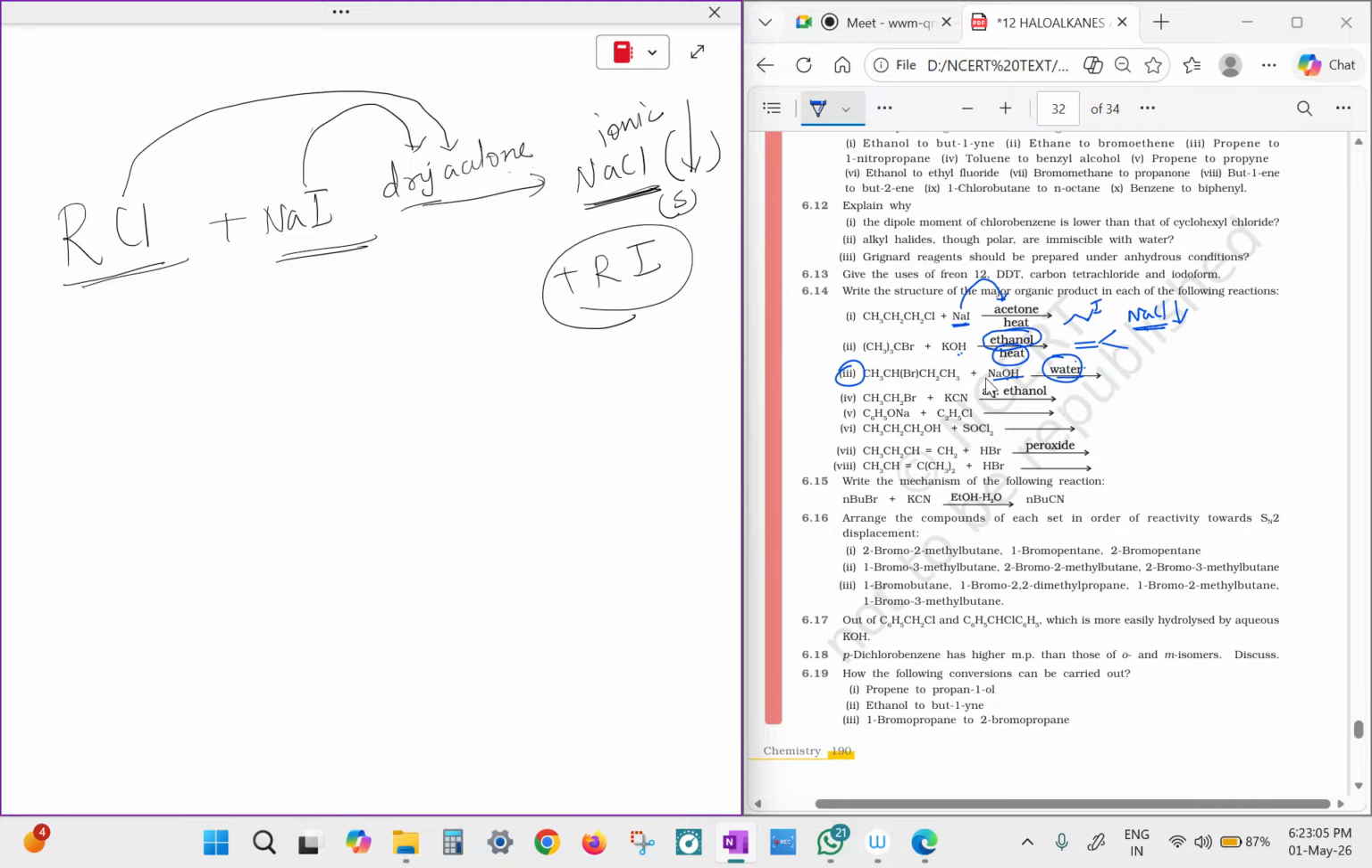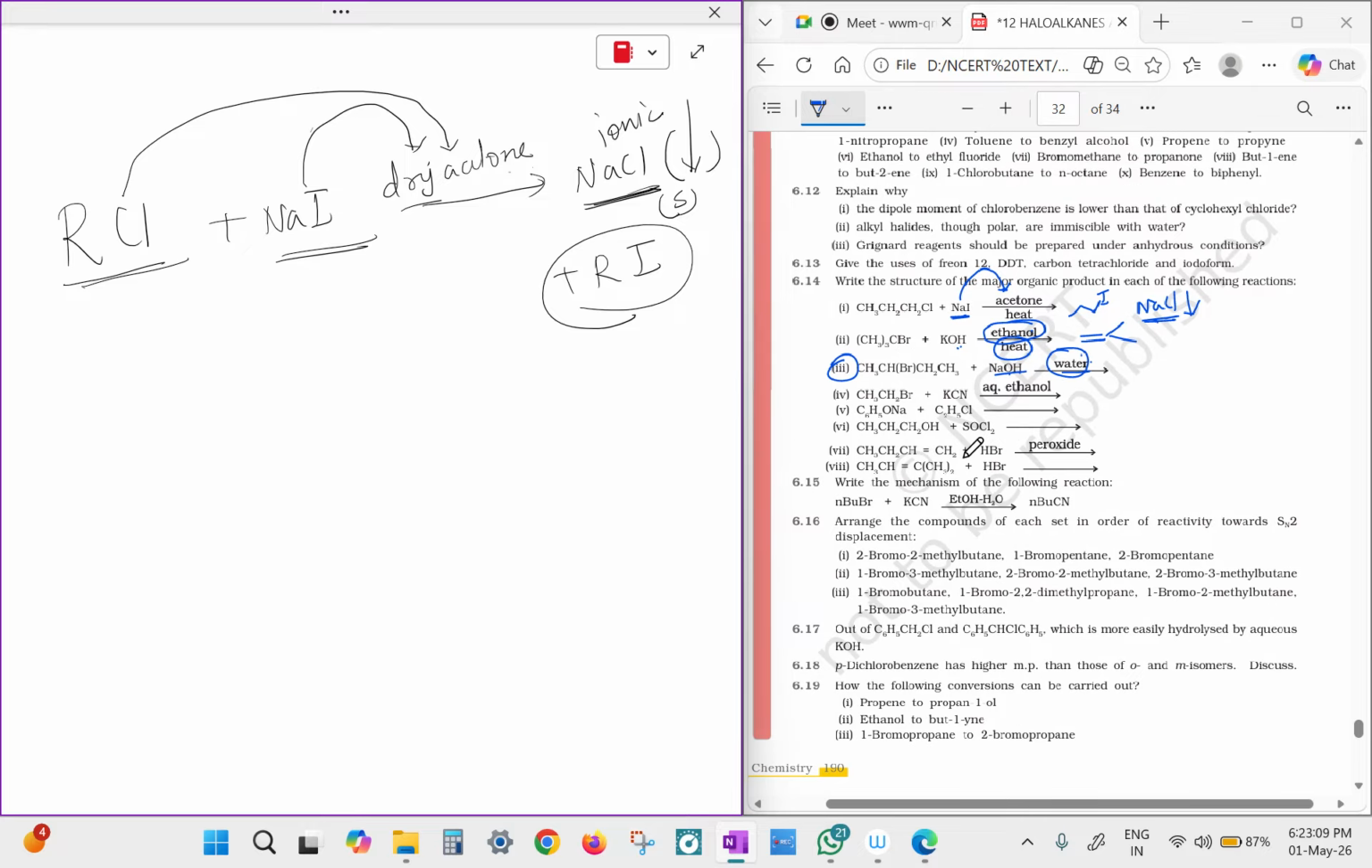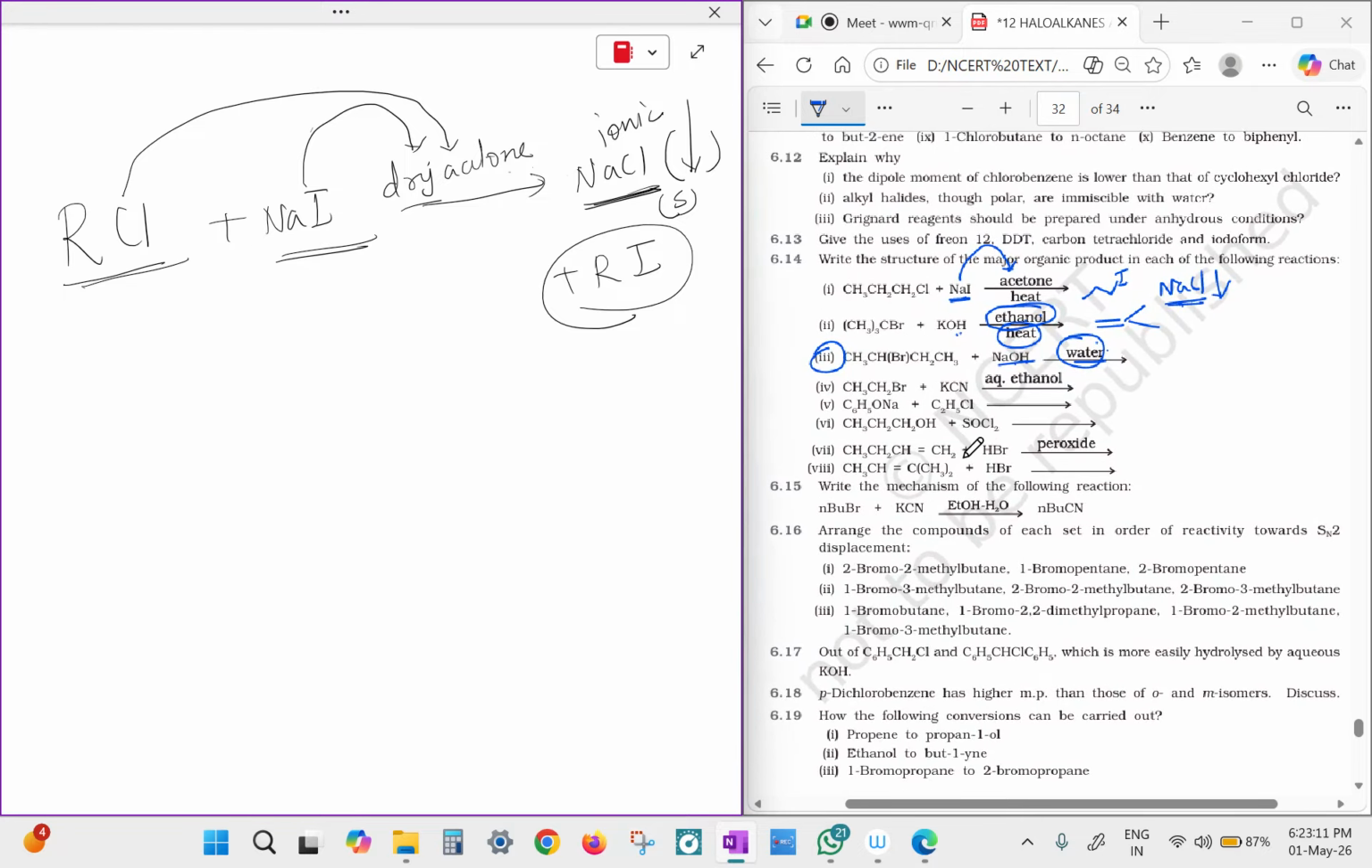Okay. In the third case, what can be the product, children? So this is what? Simple substitution. The moment you see water with the NaOH, no ethanol, no alcohol, then it is a nucleophilic substitution. So the Br is present on the second carbon. You will simply see CH3, CHOH, CH2, CH3. Simply the replacement. Clear?